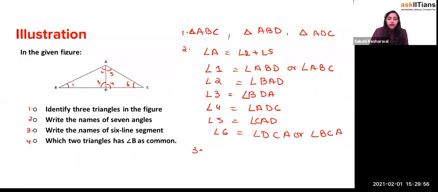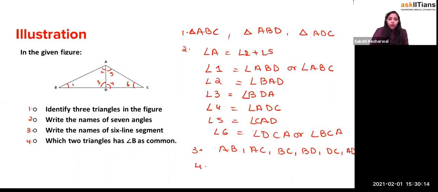It says to write the names of the 6 line segments. How many line segments do you have? You have line segment AB, right? You have line segment AC, you have line segment BC, you have line segment BD, you have line segment DC, and you have line segment AD, right or not? There are 6 line segments.